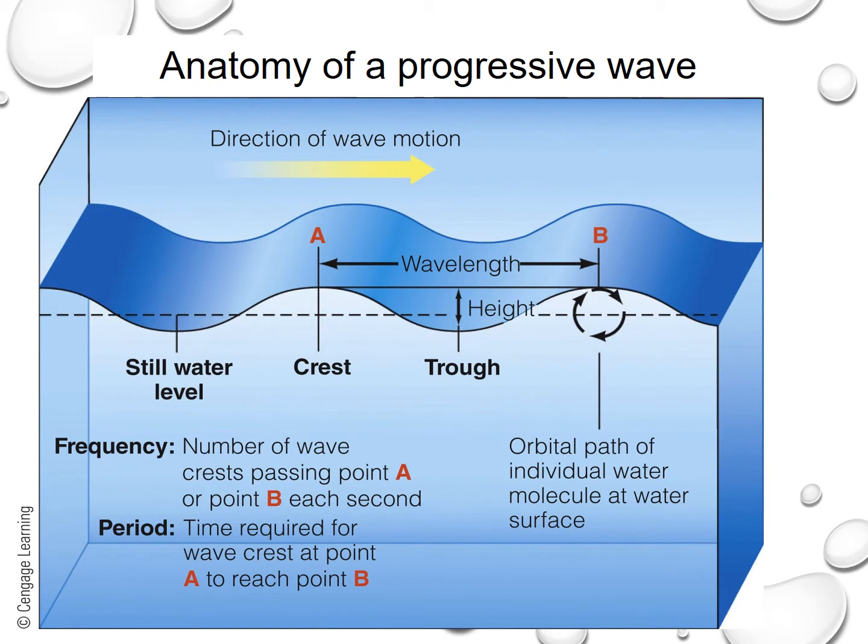And then there are two more terms. One is the frequency. That's the number of wave crests passing point A or point B each second. And the period is the time required for the wave crest at point A to reach the wave crest at point B.